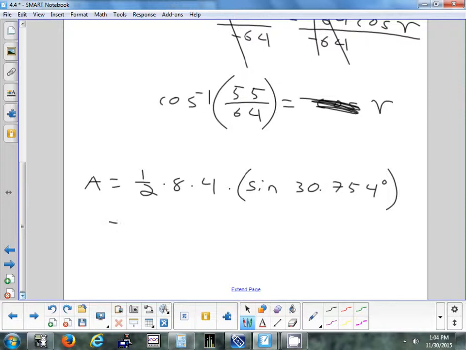Okay. I'll just type it all in. See what we get. This part I can simplify before I do it. 8 times 4 is 32. What's half of 32? 16. Good.